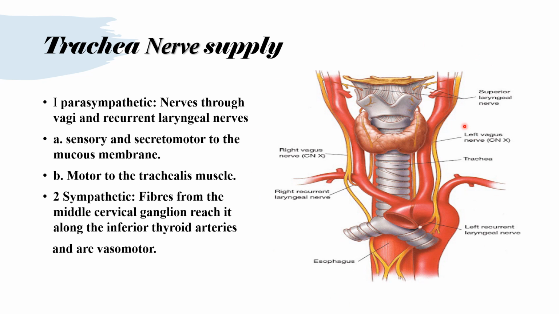So this is the nerve supply of the trachea: the parasympathetic nerves through the vagi and recurrent laryngeal nerves, sensory and secretomotor to the mucous membrane of the trachea, and also motor to the trachealis muscle. Sympathetic fibers from the middle cervical ganglion reach along the inferior thyroid arteries, which are vasomotor.